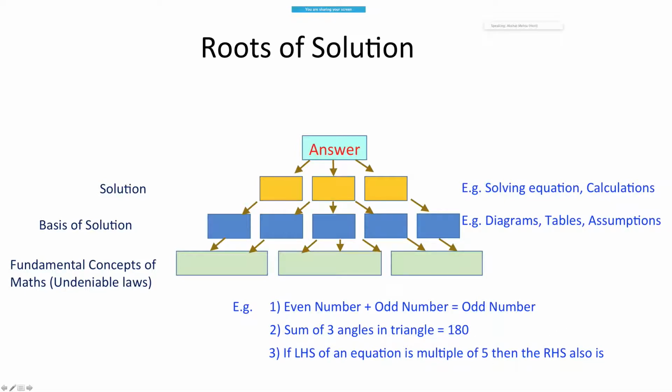So what it means is your entire solution should actually drill down to some undeniable law. The detail in which you're writing your solution should be such that for every answer that you write, there is a solution. For arriving at a solution, you have some basis of your diagram, table, and assumptions. And at the very foundation layer are references to some undeniable laws. And if I take care of all of it, your answer is a complete answer.